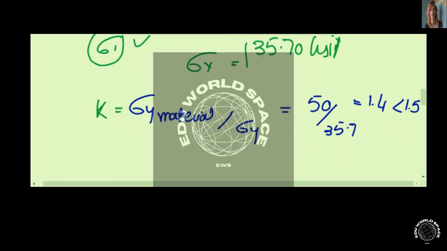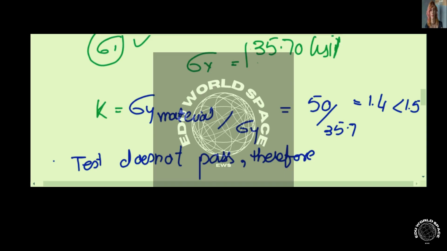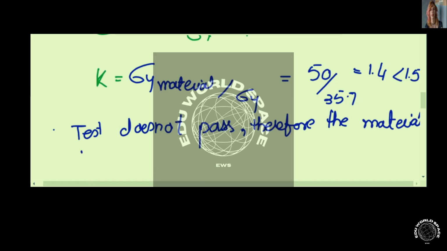So it means that the test does not pass, and therefore the material yields. This concludes our answer. So this is your solution.